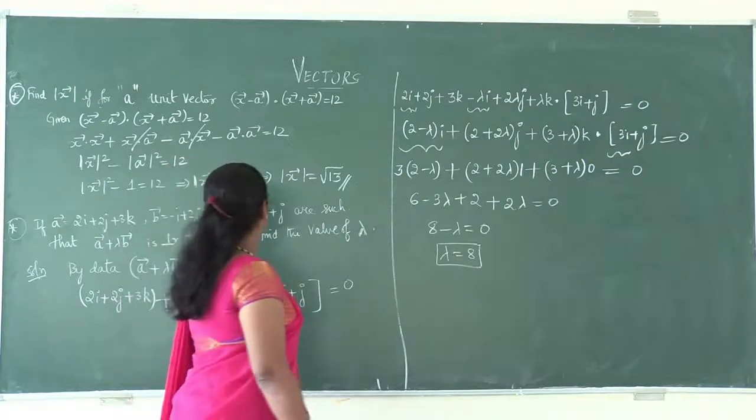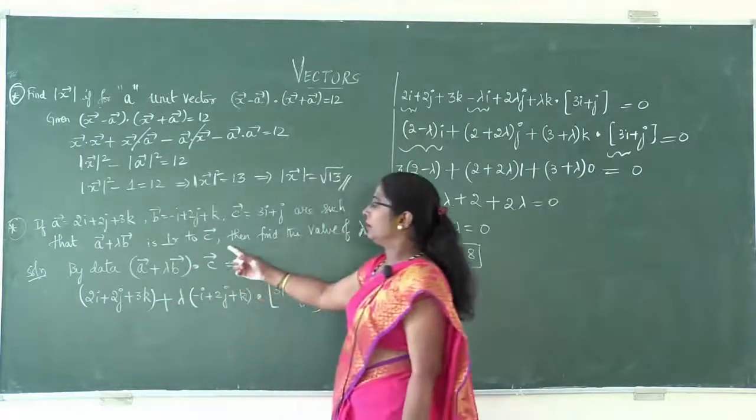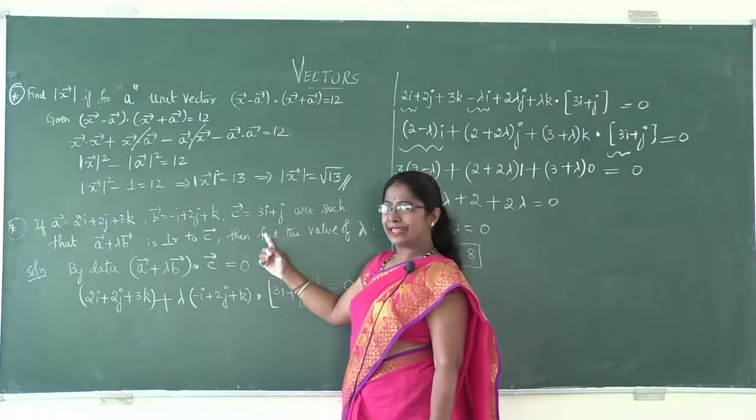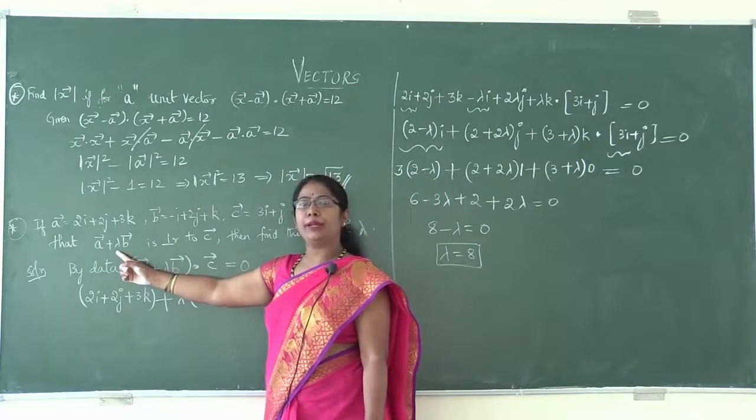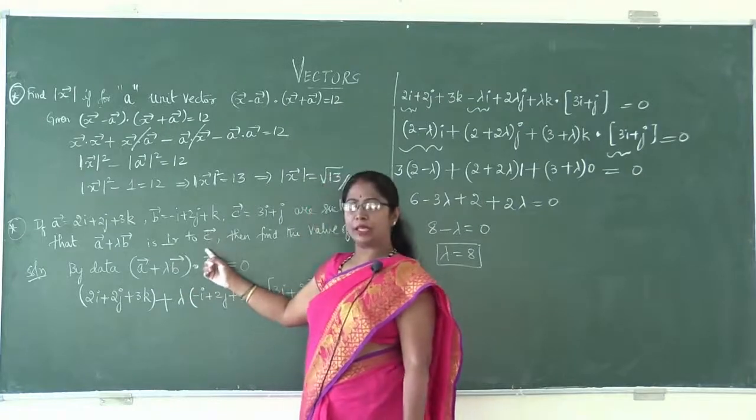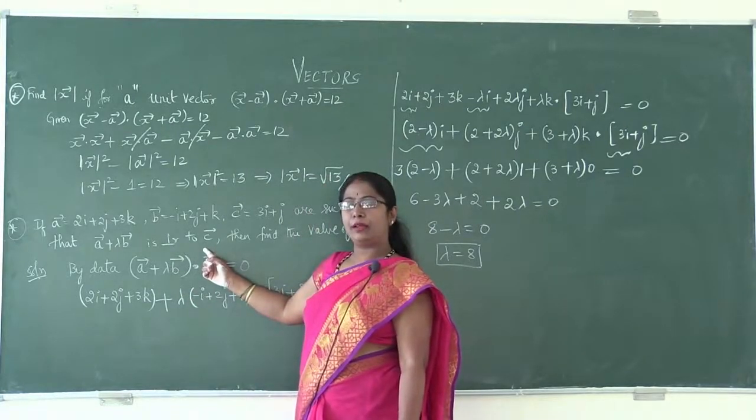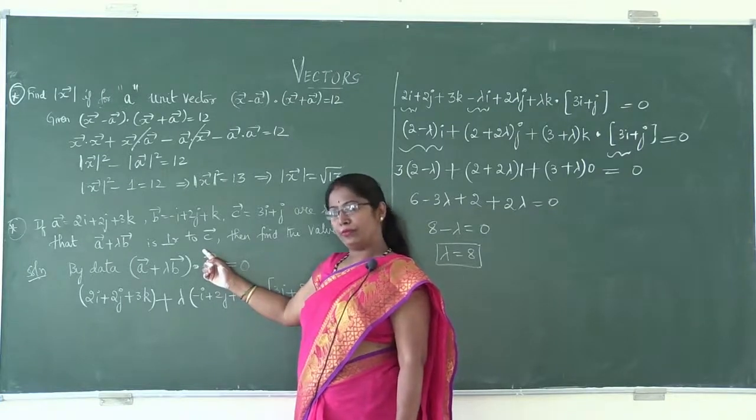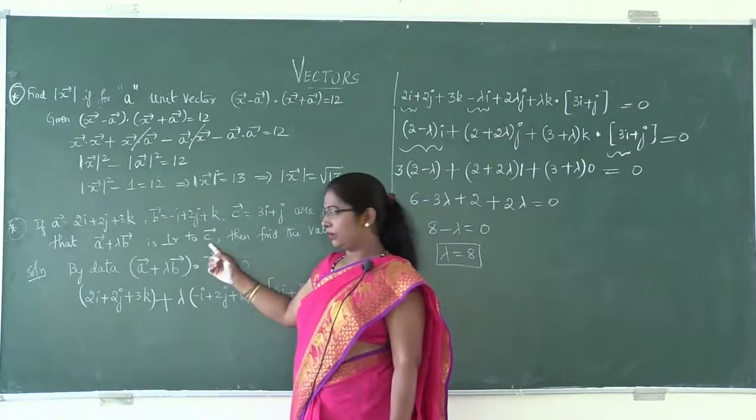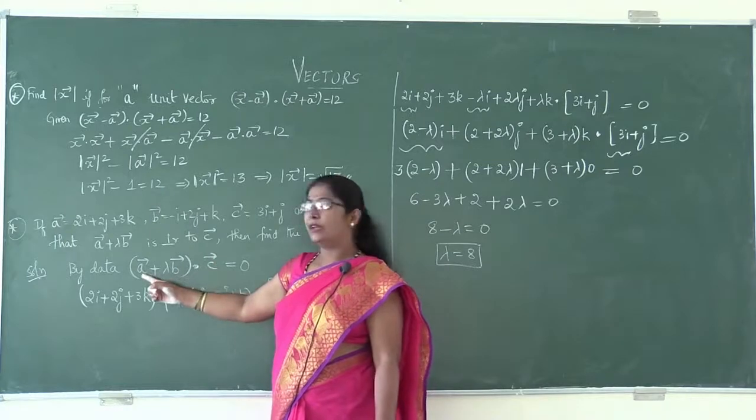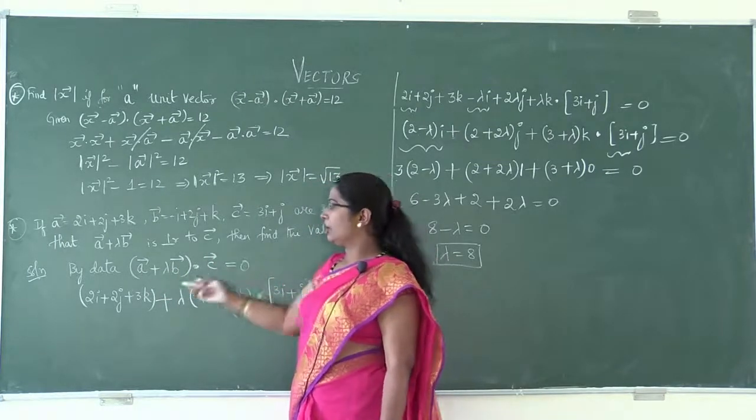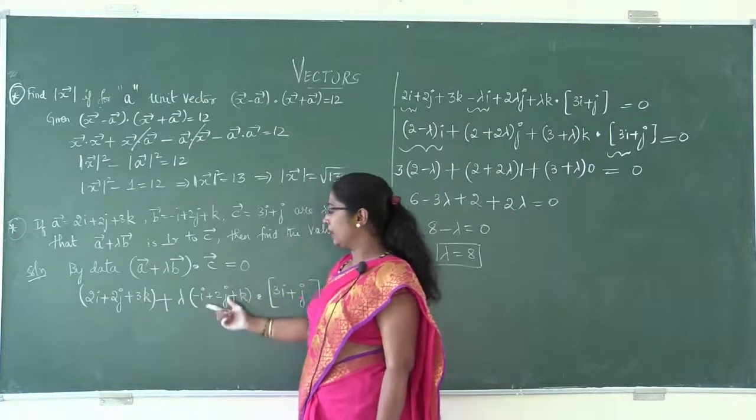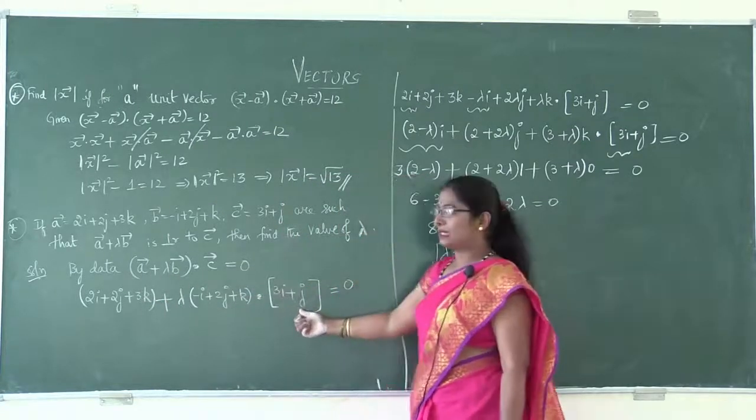Quickly briefing once again. You can go through the question. The second sentence of the question states that vector A plus lambda into vector B is perpendicular to vector C. When do we say it is perpendicular? When the dot product of two vectors is equal to 0. So by the given question, I can write the data as vector A plus lambda into vector B, dot product with vector C equal to 0. This is vector A, this is lambda times vector B, dot product with, this is vector C.